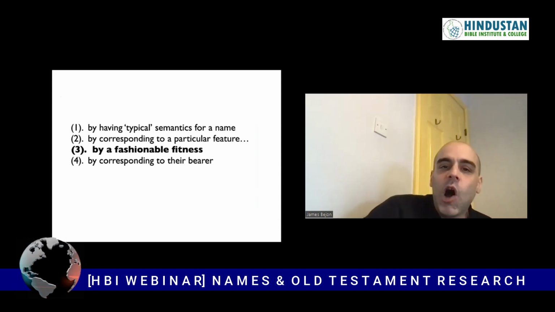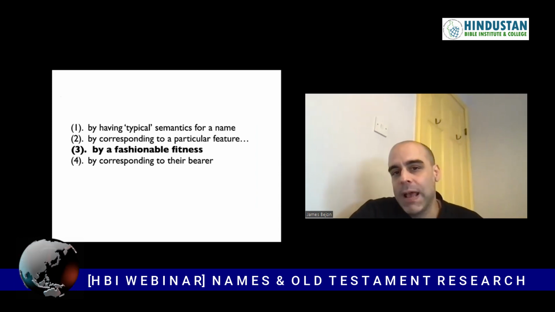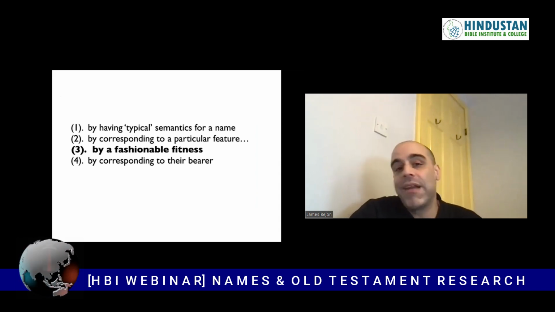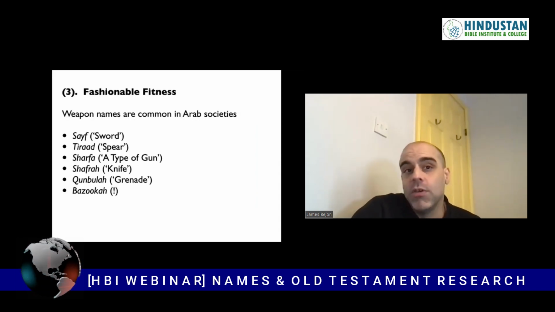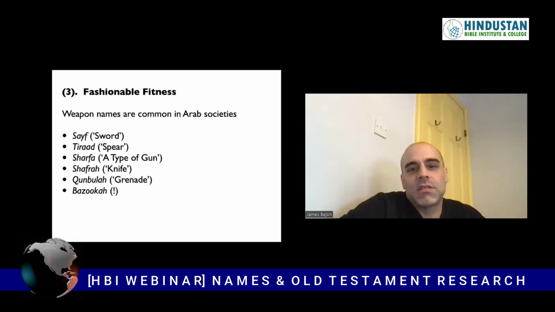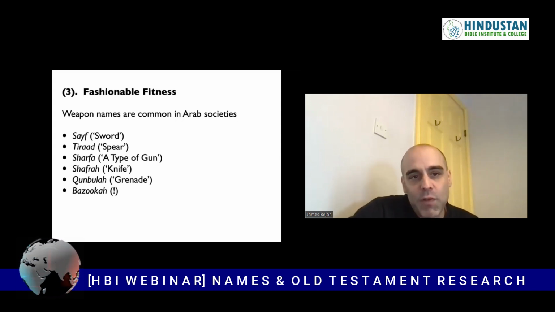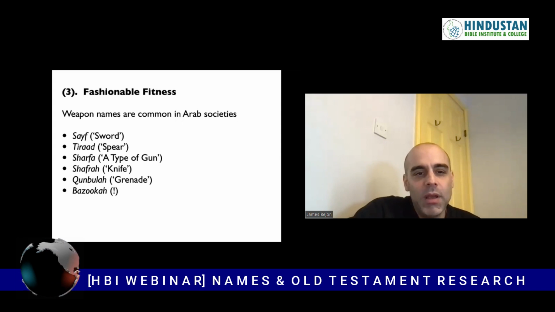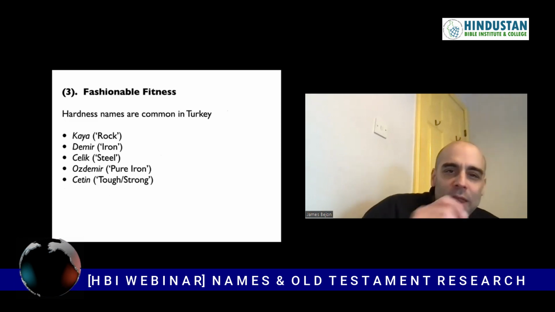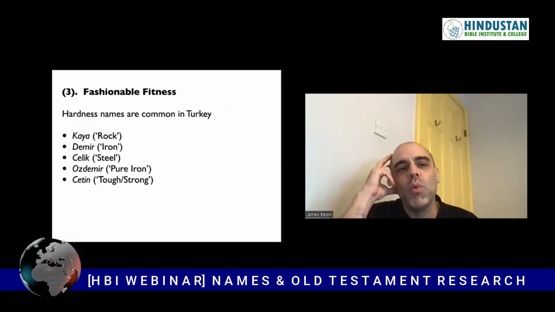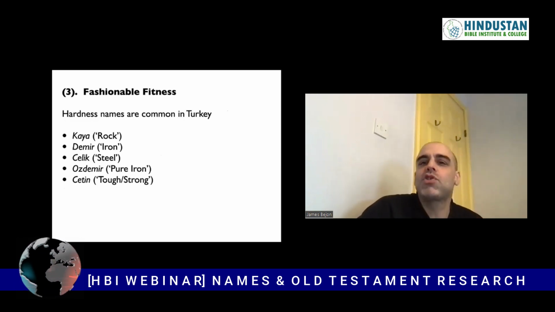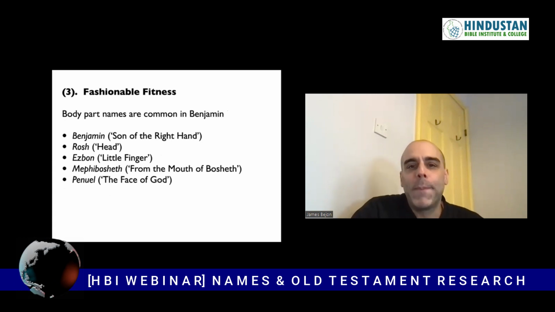Here's a third way, which I have called fashionable fitness. Certain types of semantics just become popular in certain areas, and it's not really clear why, but they do. And so a lot of Arab societies have a massive cluster of weapon names that go from old weapons like swords to more modern weapons, I suppose. I don't need to say too much about those. The same in Turkey, although with hardness names; these are actually Turkish surnames. You just get these kinds of trends in semantics building up.